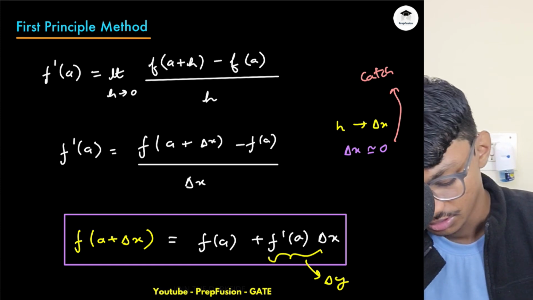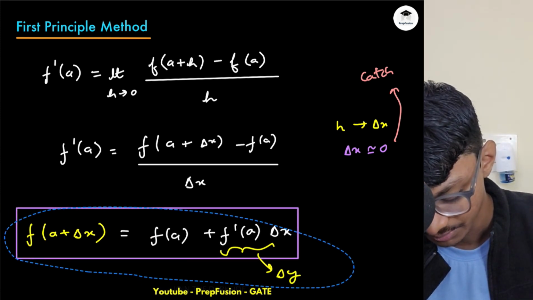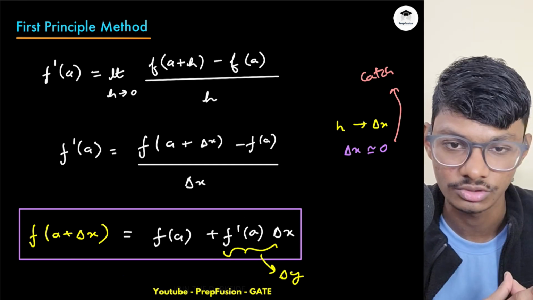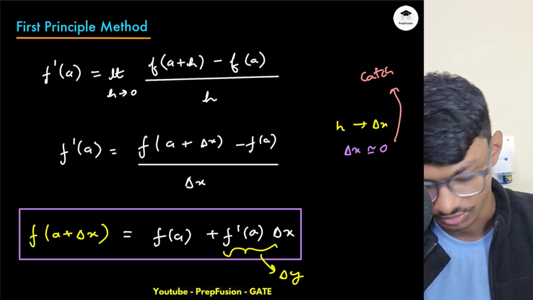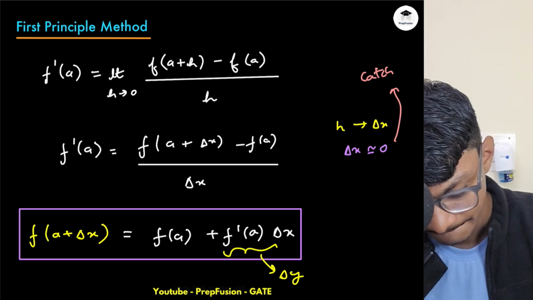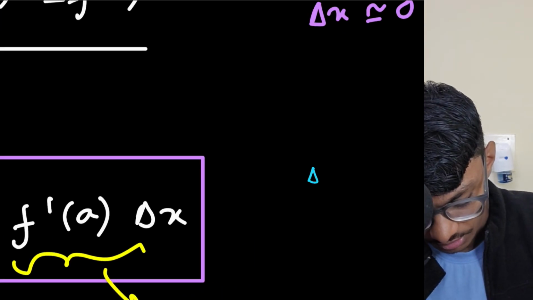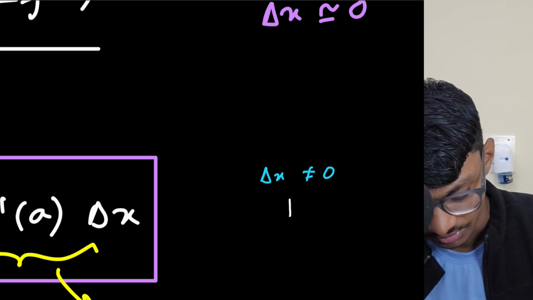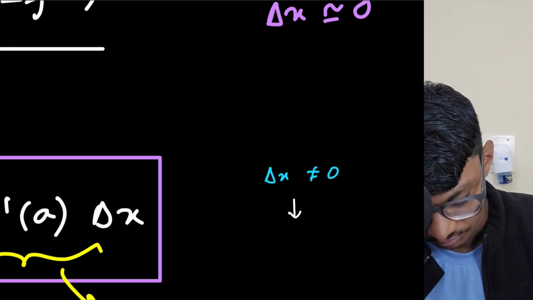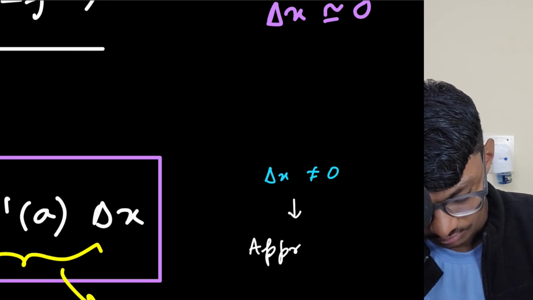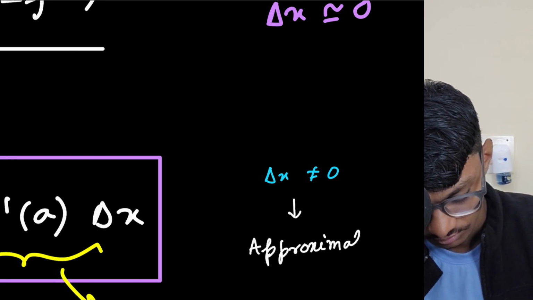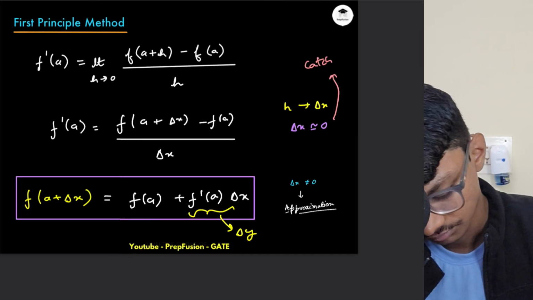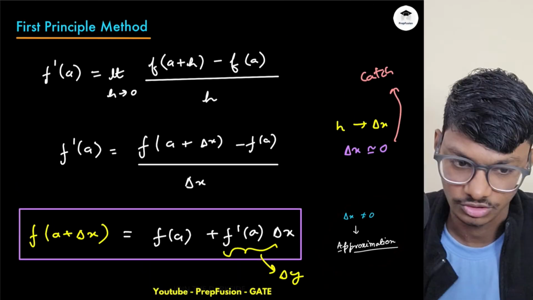It is tending to 0, but it is not equal to 0. Okay, so this is the approximation. Basically the approximation is that delta x is not equal to 0. The closer it is to 0, the better the approximation will be. So this is the approximation, that my delta x is not equal to 0.